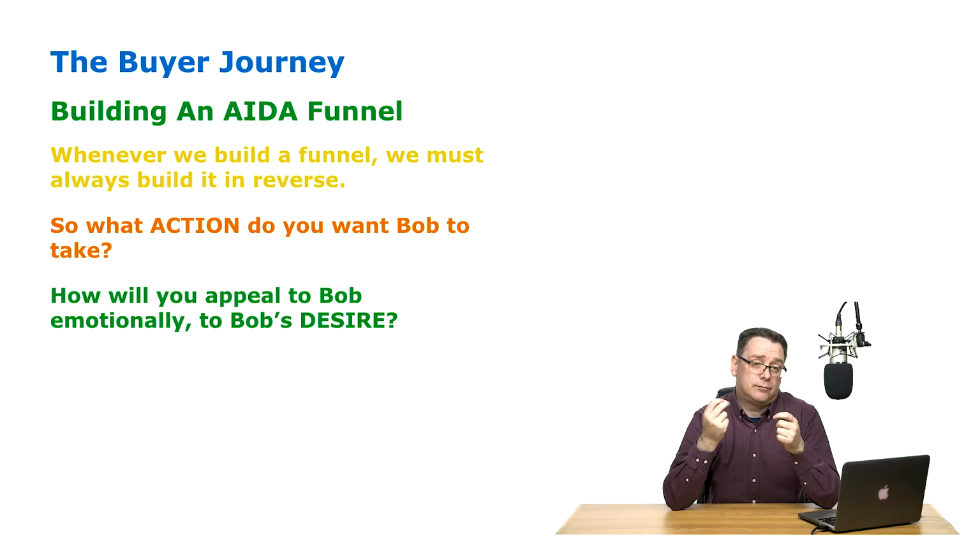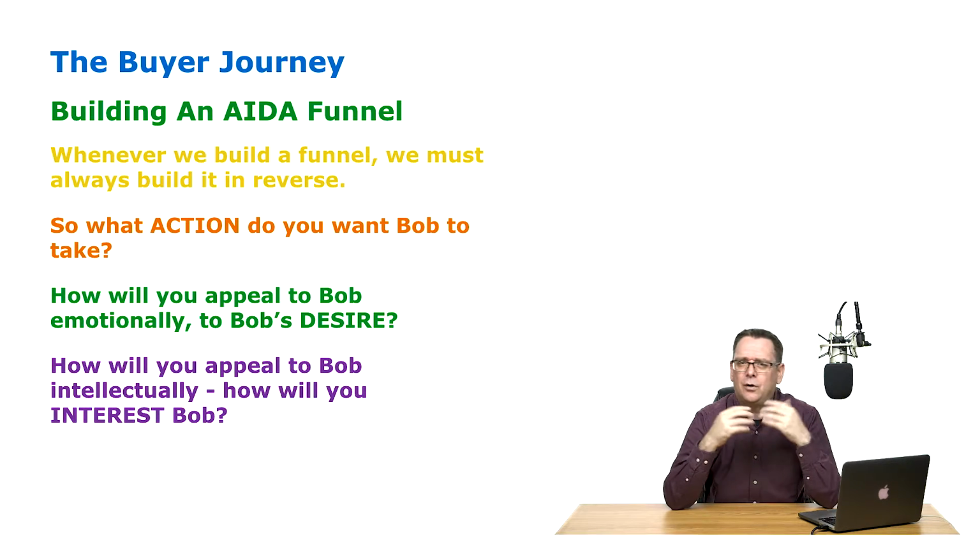Then we're going to figure out, how do we appeal to Bob emotionally, to Bob's desire? What emotional issue does this address? And we have to decide how we're going to present that emotional solution to Bob's emotional problem in our marketing funnel.